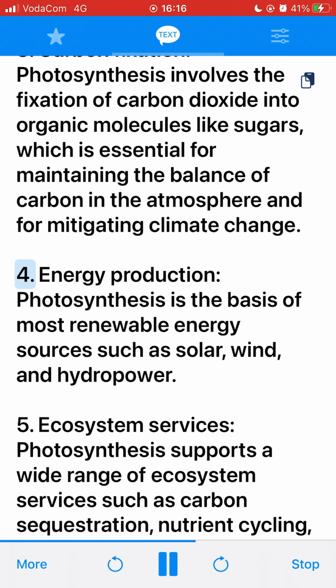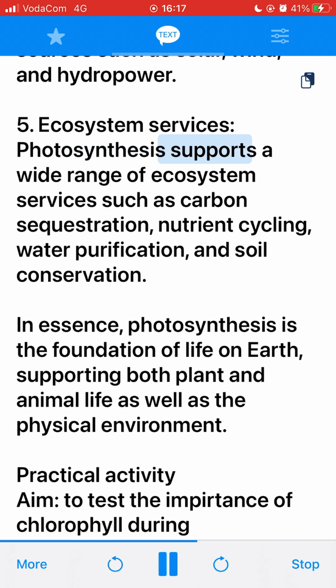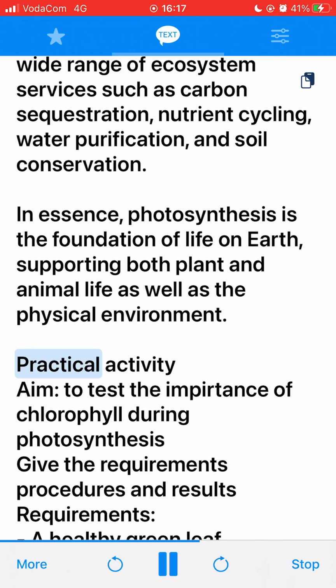4. Energy production. Photosynthesis is the basis of most renewable energy sources such as solar, wind, and hydropower. 5. Ecosystem services. Photosynthesis supports a wide range of ecosystem services such as carbon sequestration, nutrient cycling, water purification, and soil conservation. In essence, photosynthesis is the foundation of life on Earth, supporting both plant and animal life as well as the physical environment.